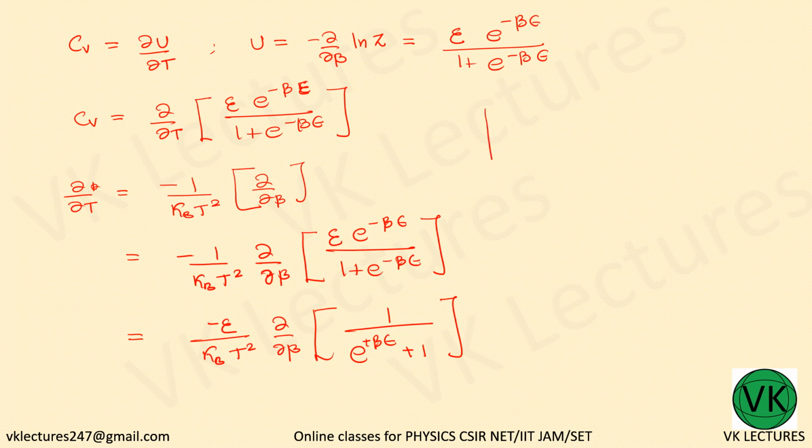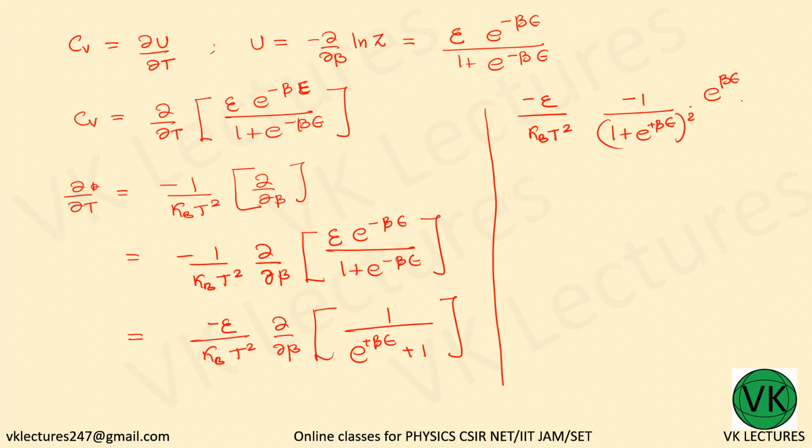So this differentiation gives us minus e by kBT squared into ∂/∂beta, which means minus 1 divided by denominator squared. What is the denominator? That is 1 plus e to the power plus beta e, squared, into the differentiation of this, that is e to the power beta e into the differentiation of beta e with respect to beta, that is e. So we have minus and minus plus, so e square by kBT square into e to the power beta e by 1 plus e to the power beta e squared.